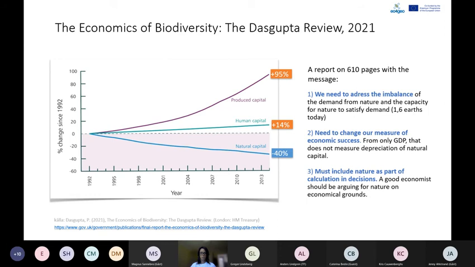And then we have the Dasgupta report, which is a 600 pages report, which I haven't read in detail, but the summary of it is that we can see that the natural capital has decreased since 1990 by 40%, while the economically produced capital has increased by 95%. And the human capital, like education and health, has increased by 14%. The natural capital has decreased by 40%.